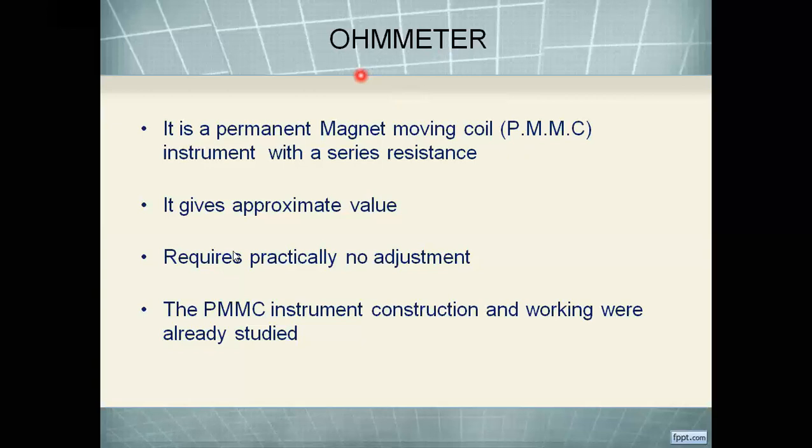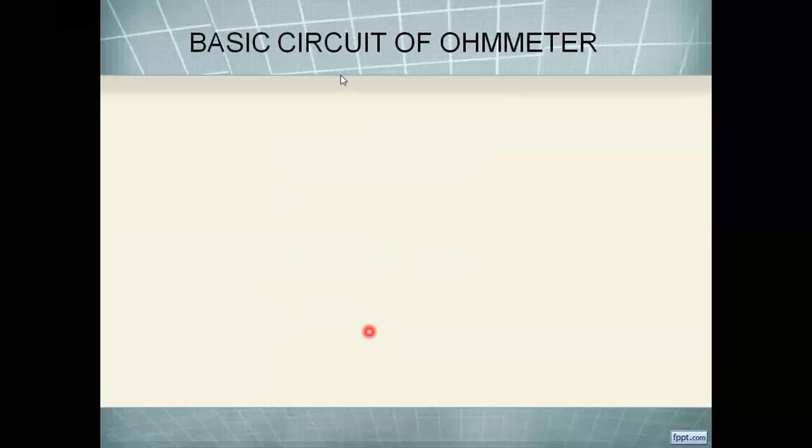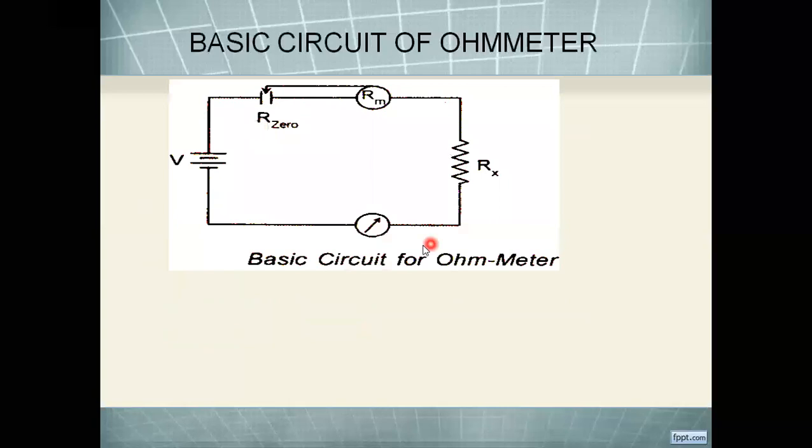Now the basic ohmmeter gives an approximate value of resistance. It requires practically no adjustment. The permanent magnet moving coil instrument construction and working were studied already, and we have discussed it again. Now, the basic circuit of the ohmmeter will look something like this.